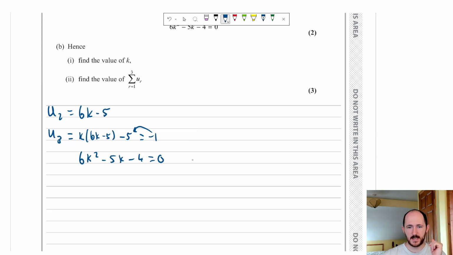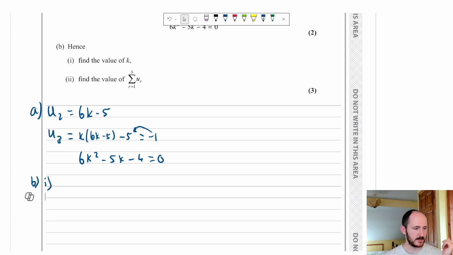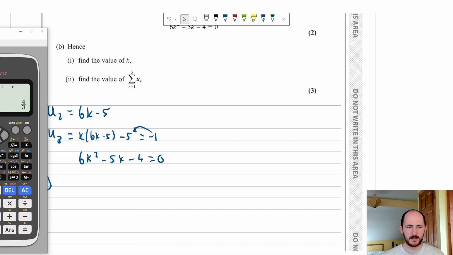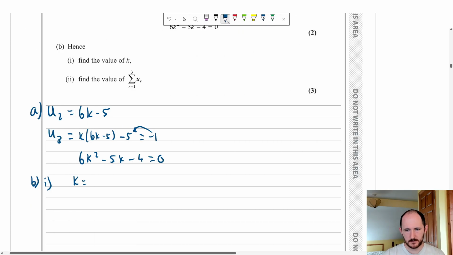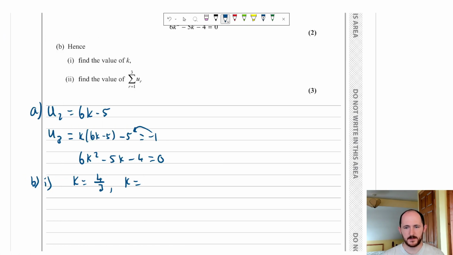Nice. Then it says, hence find the value of k, and then find the sum of the first 3 terms, which is easy enough because once we work out what k is, we can sub in for u2 and u3. So again, let's just solve the quadratic using our calculator. We have 6 minus 5 minus 4. So we get k is 4 over 3. And we're going to get another value of k as well, -1/2.